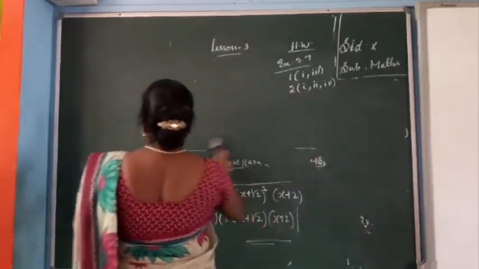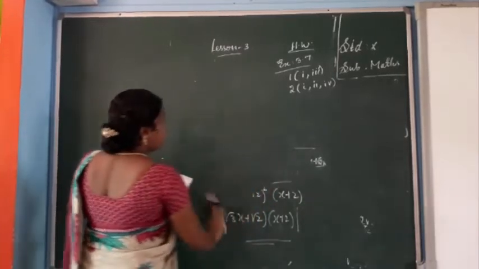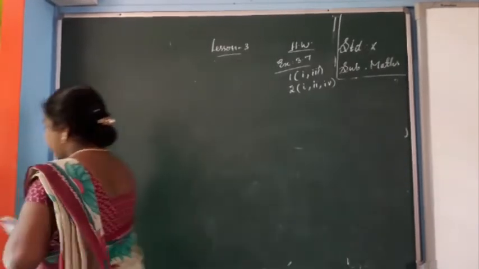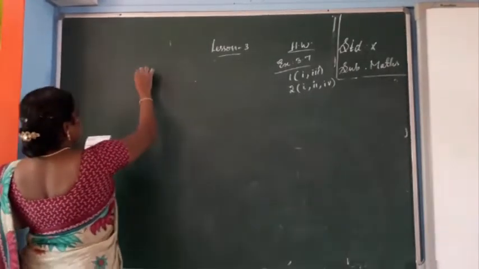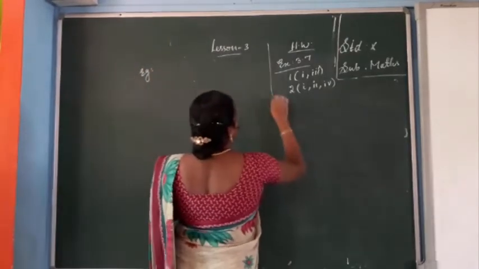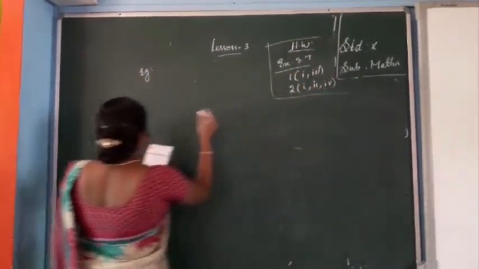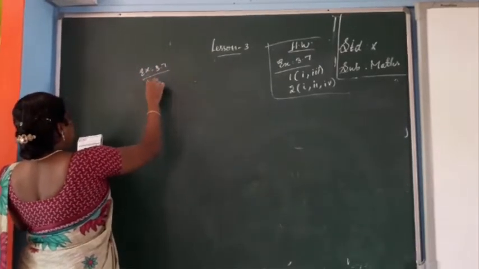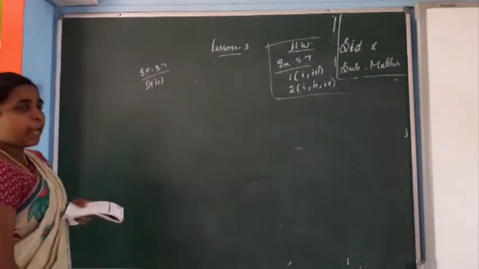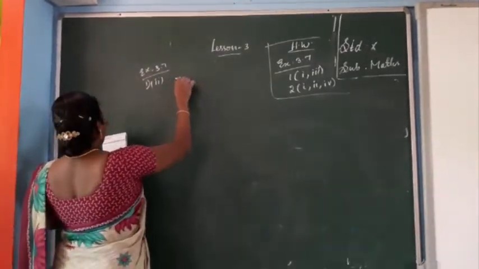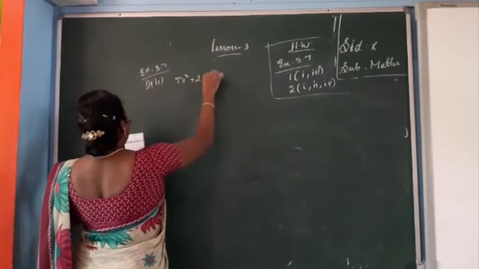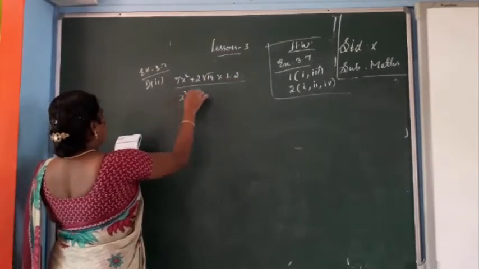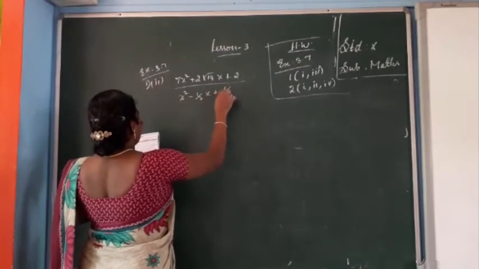So next, exercise 3.7. First one, second subdivision I am going to do. Okay, exercise 3, this is homework. You have to write it. So exercise 3.7, first one, second subdivision. The question is: find the square root of the following. 7x square plus 2 root 14x plus 2, divided by x square minus 1 by 2x plus 1 by 16.